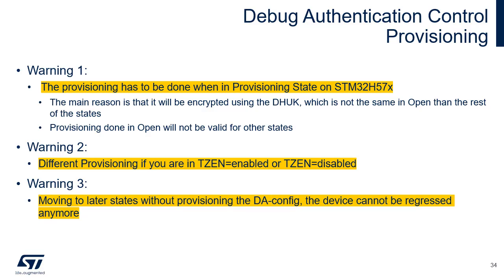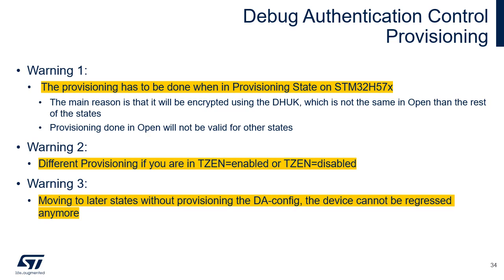On the STM32H5X, the debug authentication configuration must be done only when the product state is provisioning. It cannot be performed when product state is open. The data to provision depend upon the TZEN option byte setting. When moving to later states without provisioning the DA config, the device cannot be regressed anymore.